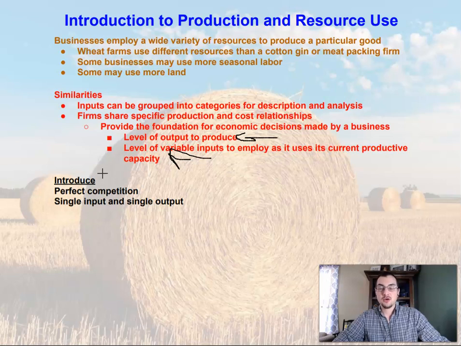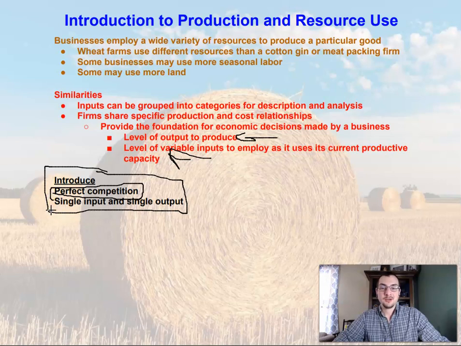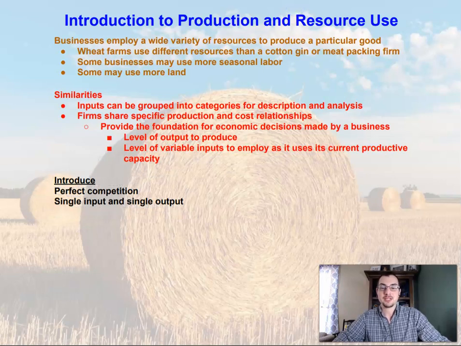A couple of the first things we're going to introduce, some key economic components, is perfect competition. We're going to introduce what perfect competition is. Then we're also going to introduce this model of graphing and looking at things in terms of a single input and single output, and how much of a variable input we should use to maximize our profit.